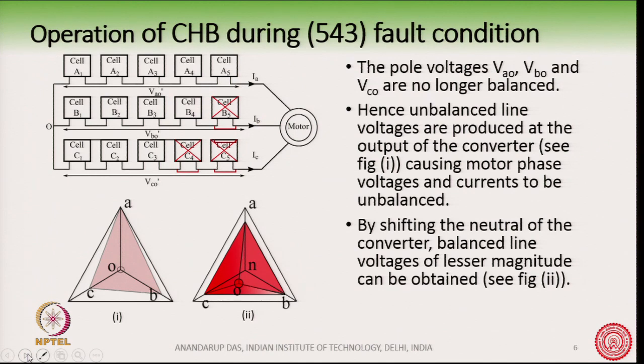Now, what happens when there is a fault? Suppose we take this 543 combination. Now, of course, we understand that the pole voltages VAO, VBO, VCO are no longer balanced. We cannot produce the same voltage magnitude from A phase, B phase and C phase any further.